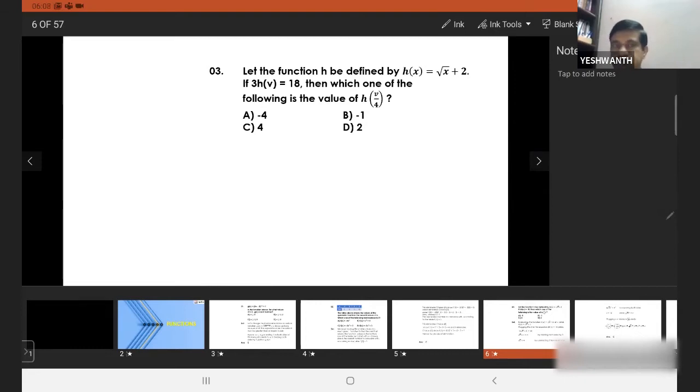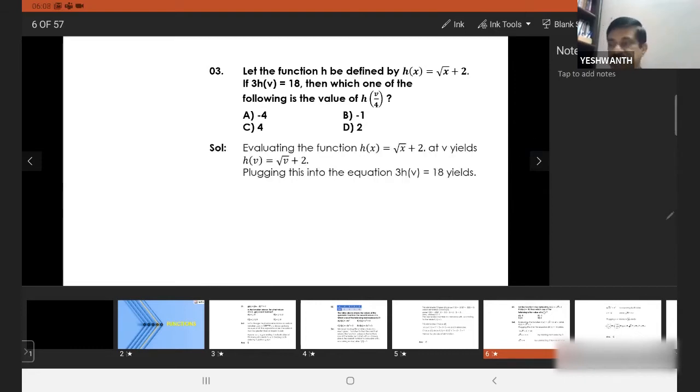So first of all, we should find out what is v. If you take h of v, that is root v plus 2. 3 times h of v means 3 times (root v plus 2) equal to 18. We can cancel 3 with 18, I mean 18 divided by 3 is 6. So root v plus 2 equal to 6.